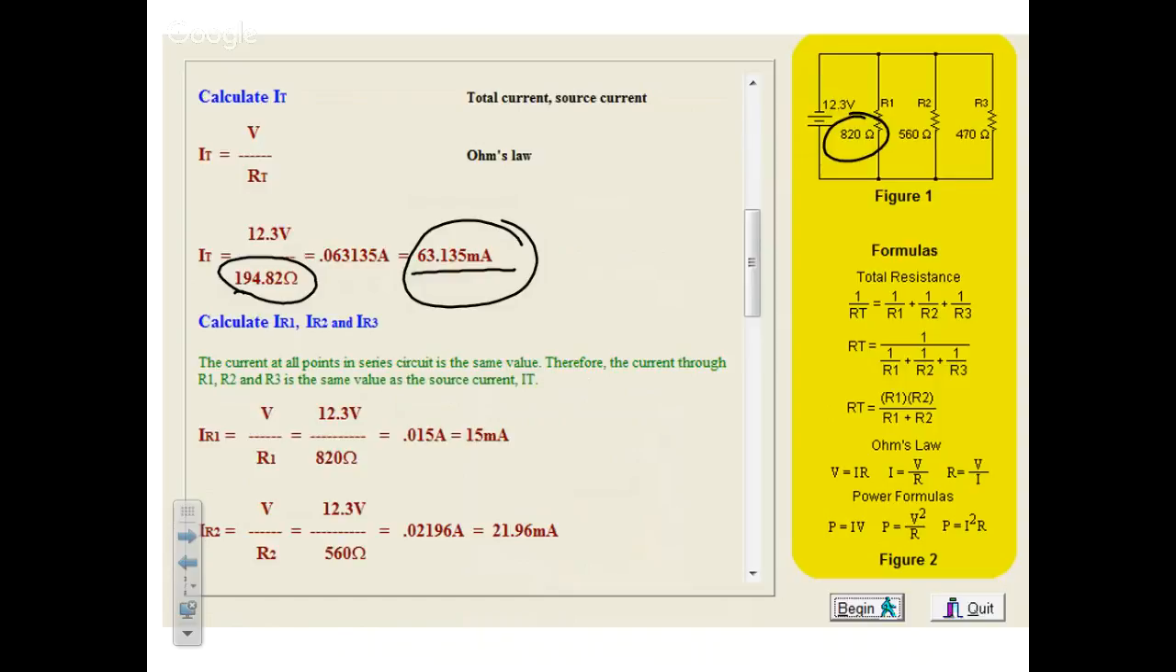So now we're going to calculate our individual current across each one, all right? And simply substituting into our standard Ohm's law formula for current, V over R, okay? Instead of using RT, we're going to use R1, which gives us each one of our individual current consumptions across each one of these resistors, okay? So we have the 820 is 15 milliamps, all right? The 560 is 21.96 milliamps, okay?